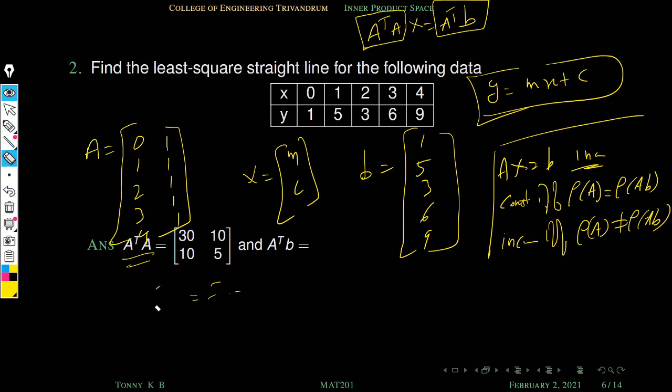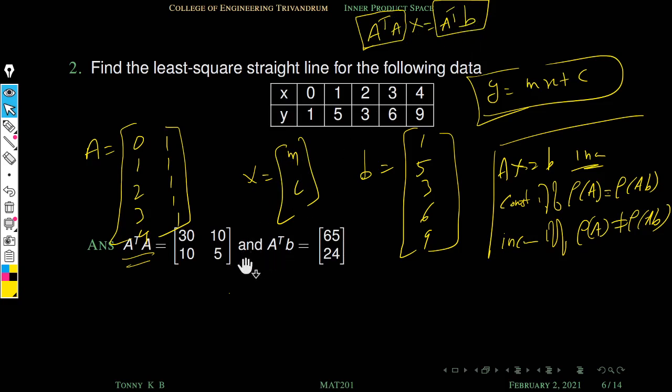So whatever be the matrix, whatever be the order of the matrix, A transpose A is always a square matrix and it is symmetric. Anyway, A transpose A equals 30, 10, 10, 5 and A transpose B equals 65 and 24. Our aim is to find the best MNC. To find the best MNC, we have to solve this system A transpose A X is equal to A transpose B.